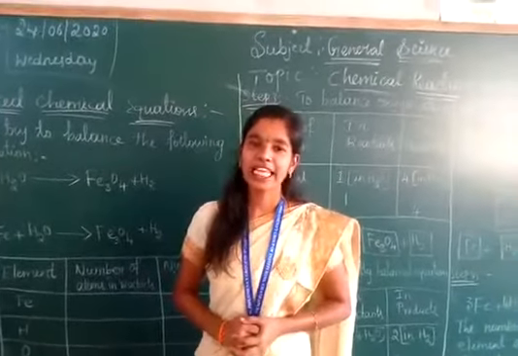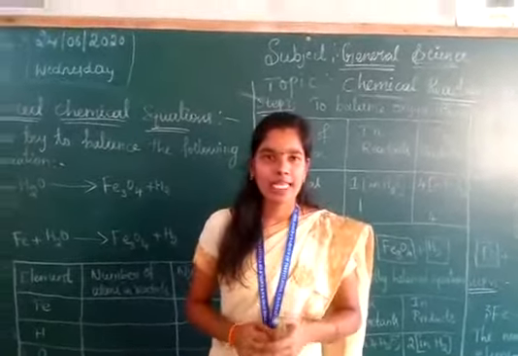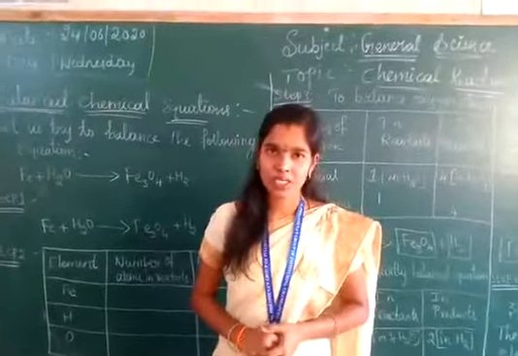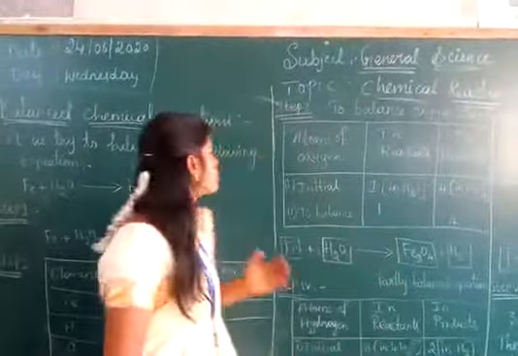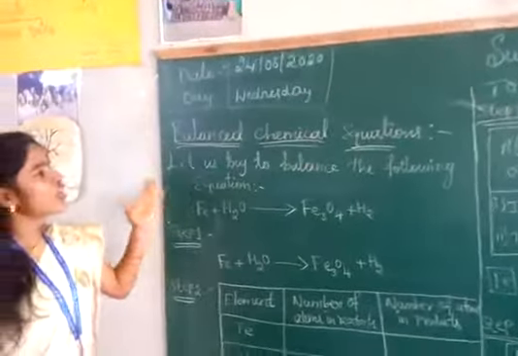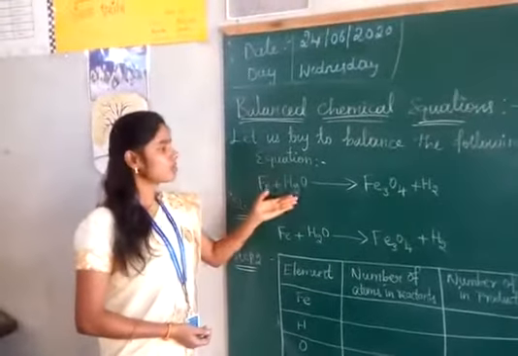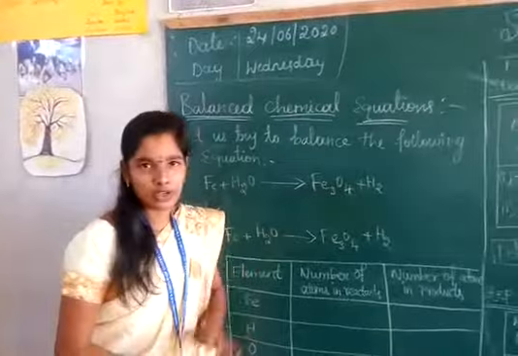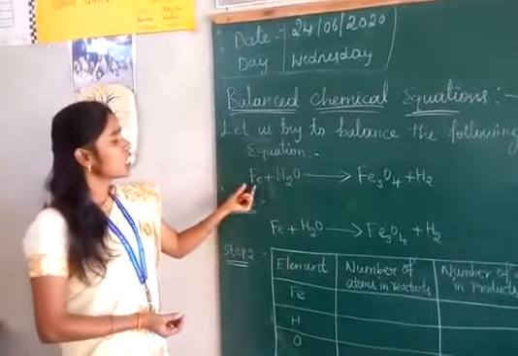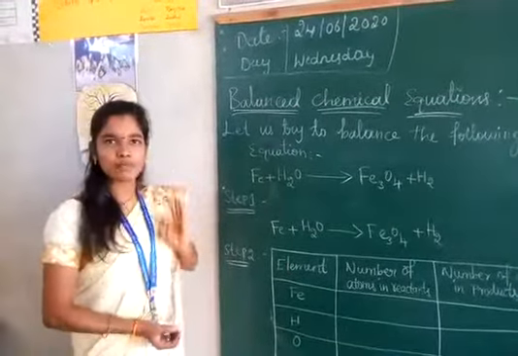Welcome back, children. In the previous video we discussed an example of how to balance a chemical equation. This is the second equation. Let us try to balance the following equation: iron reacts with water to give iron oxide and hydrogen. Let's check whether this equation is balanced or not.